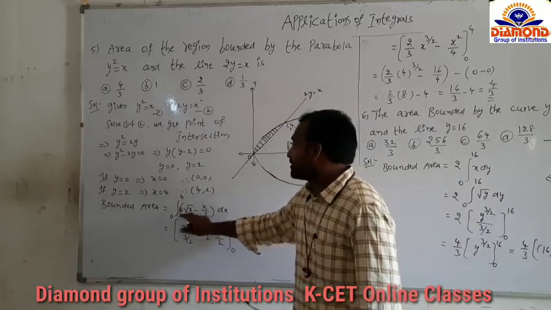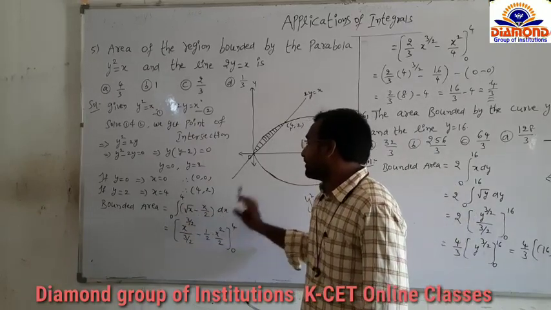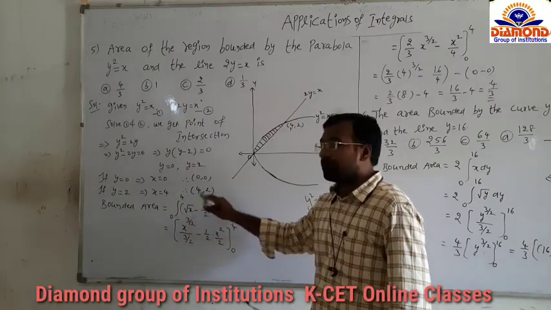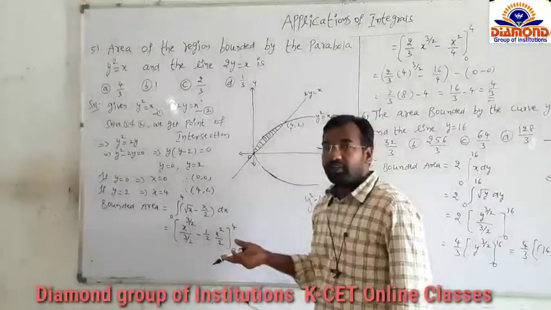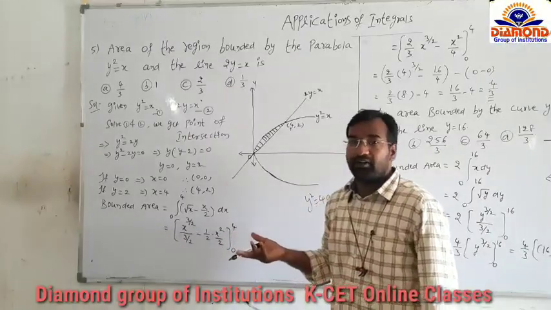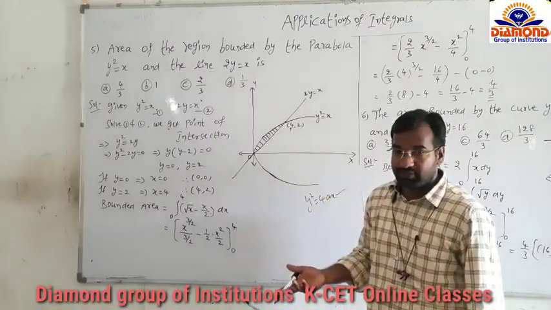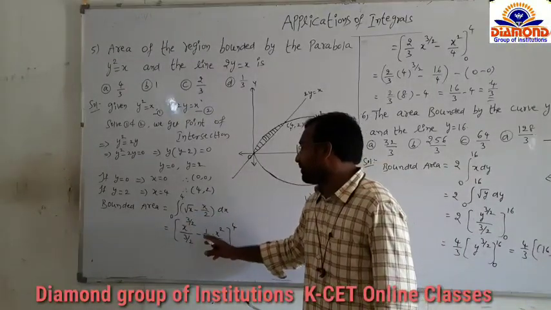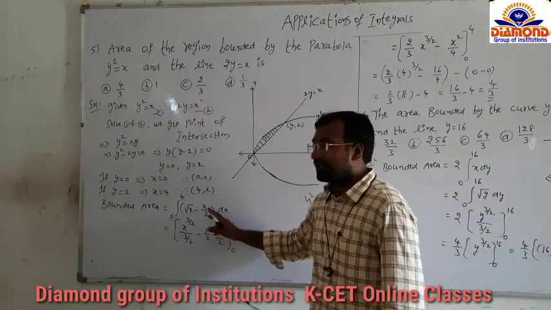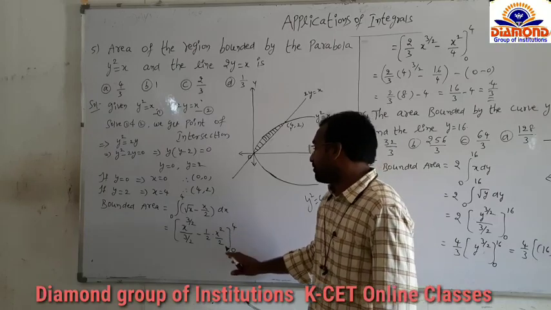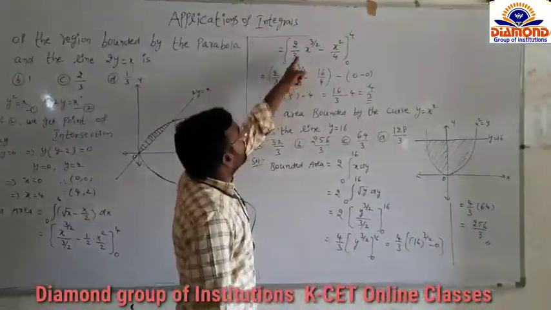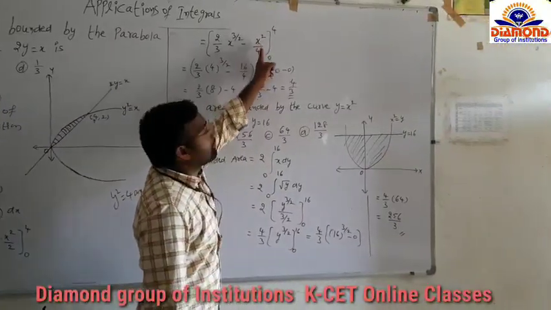So integration 0 to 4 root x minus x by 2 dx. Root x is nothing but x power 1 by 2, which is the form of integration x power n. Integration x power n formula is x power n plus 1 by n plus 1. So root x integration is x power 3 by 2 by 3 by 2, minus 1 by 2 into x integration is x square by 2. So limits are 0 to 4. So this equal to 2 by 3 x power 3 by 2 minus x square by 4.